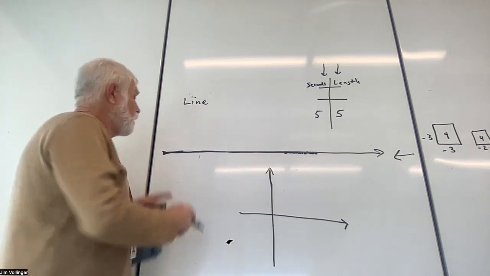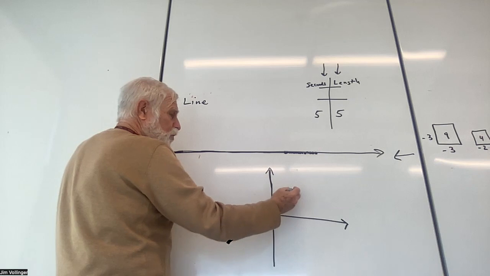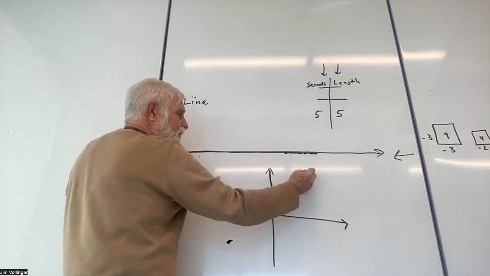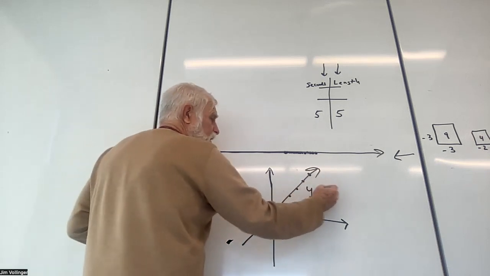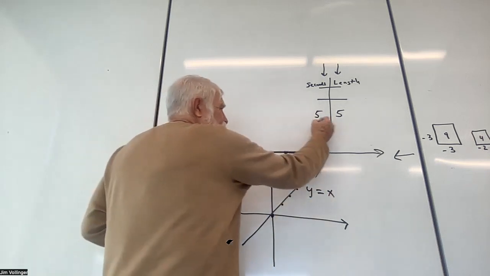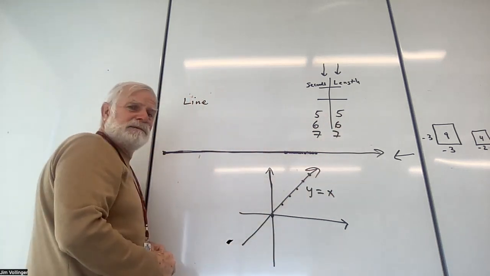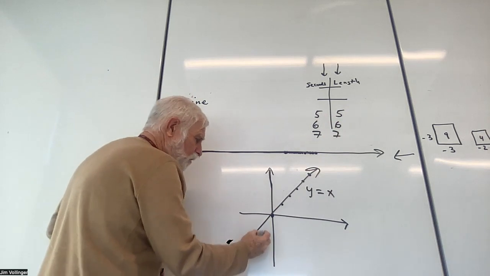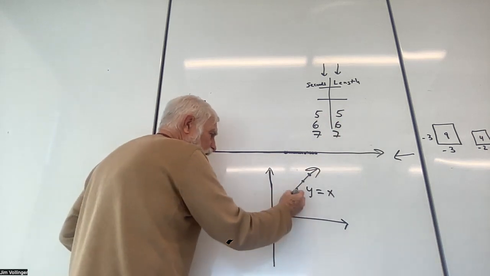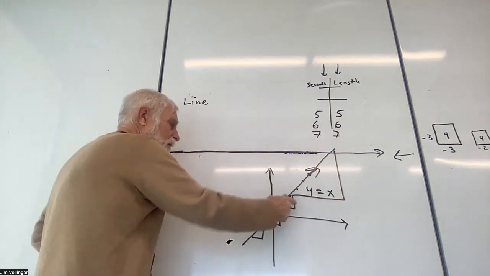Okay, so 0, 0, 1, 1, 2, 2, 3, 3, 4, 4, 5, 5. And we have the equation y equals x, the identity function, 6, 6, 7, 7. It's identical, my x's and my y's. And this is kind of run, rise, run, rise, run, rise, run, rise. That ratio is the same.